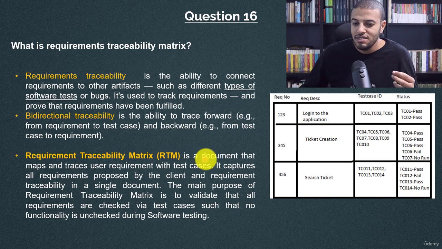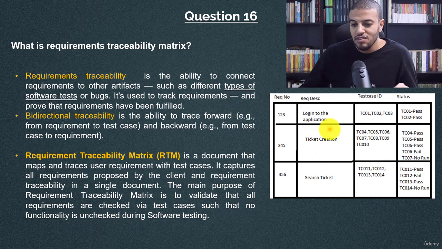Requirement traceability matrix is a document that maps and traces user requirement with test cases. It captures all requirements proposed by the client and requirement traceability in a single document. So we write all the requirements and their traceability inside the same document, which is the RTM, or the requirement traceability matrix. The goal of the requirement traceability matrix is to validate that all requirements are checked via test cases, such that no functionality is unchecked during software testing.